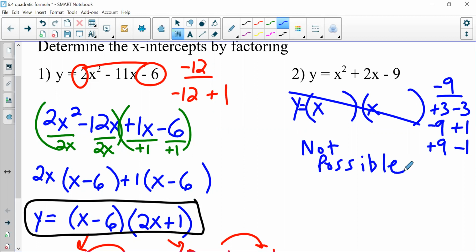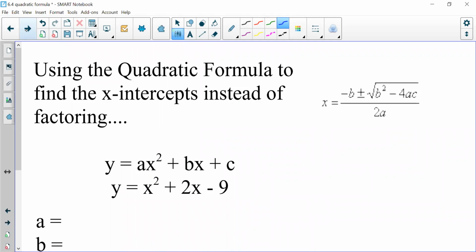So what I'm going to show you today is what happens in a scenario where there are x-intercepts, but I can't factor it. What do I do then? That's where the quadratic formula comes into play. The name of this formula here is called the quadratic formula, and it is a matter of just plugging numbers in, grabbing your calculator and chugging away.